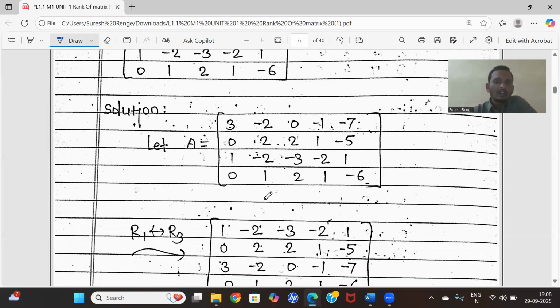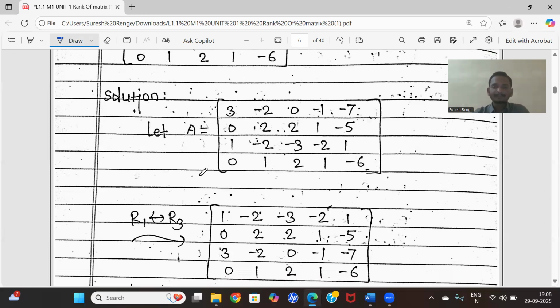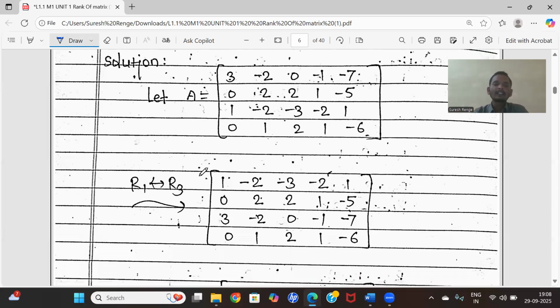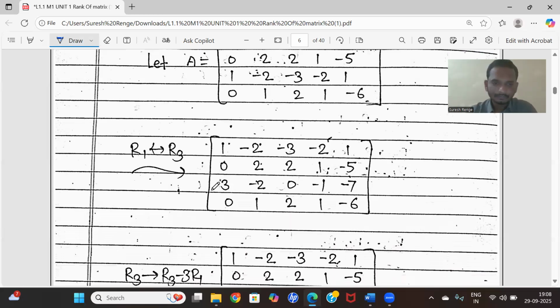Now what is the procedure? Go to the first row. The element is 3. Let us observe: there is no element below 3 that is a multiple of 3. Therefore we do the operation of changing R1 and R3, interchanging these two rows. Now the matrix becomes like this.